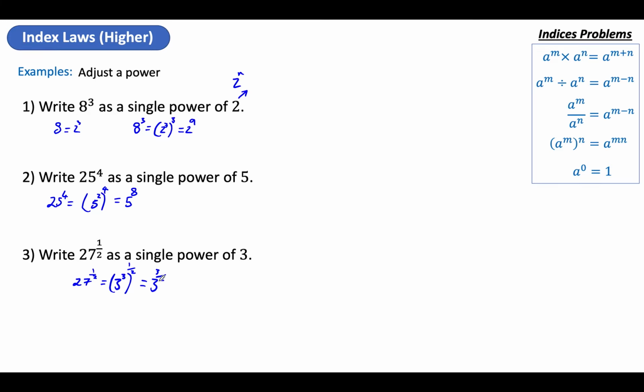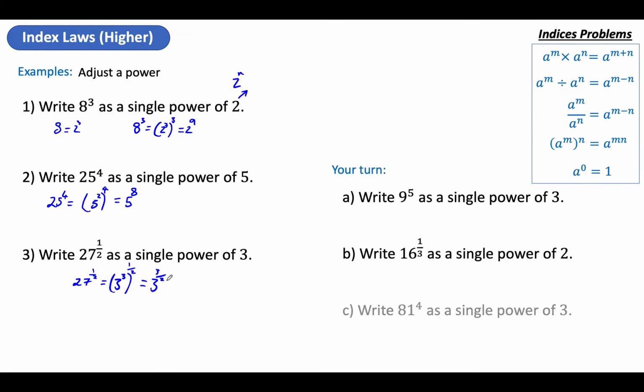Yeah, so you've written 27 to the power of half with a single power of 3, 3 to the power of 3 over 2. And let's think about what that would mean. That would be, well, anyway, it just does work, all right? Just trust me, it does work. Anyway, moving on.